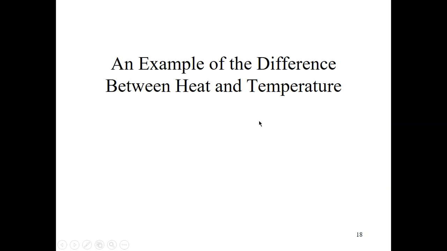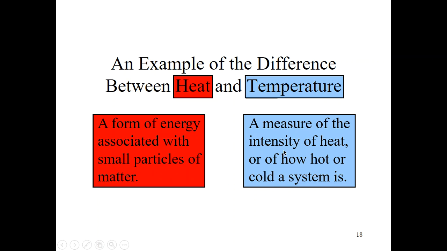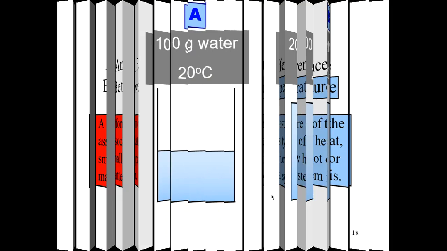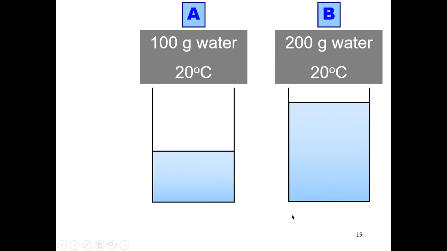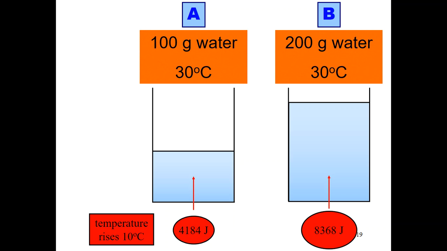Okay, so just to illustrate the difference between heat and temperature, remember now, heat is the form of energy that's associated with the motion of small particles of matter, while temperature is basically a measure of how hot or cold a system is. So to illustrate the difference between these two, let's say you have 100 grams of water at 20 degrees Celsius in one container, and 200 grams of water at 20 degrees Celsius in another container. All right? And so therefore these two are at the same temperature. And then we start heating them, right? What you'll find is that in order to raise the temperature for each of them from 20 to 30 degrees, more heat is needed in the case of the 200 grams of water.